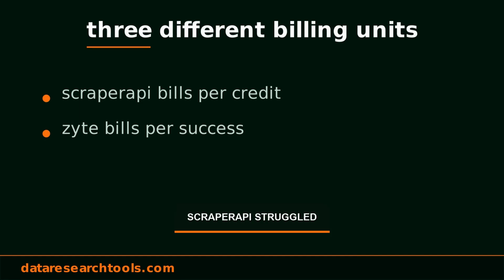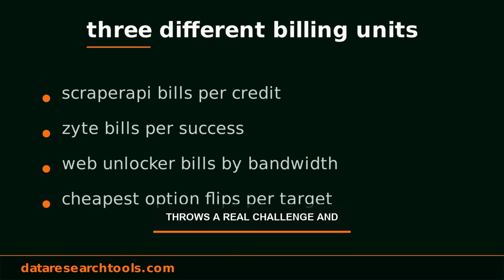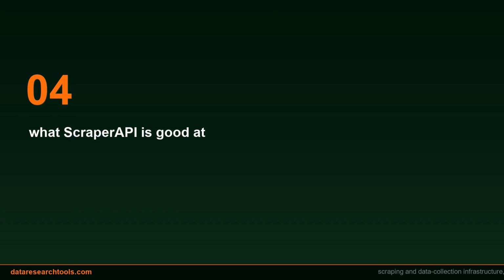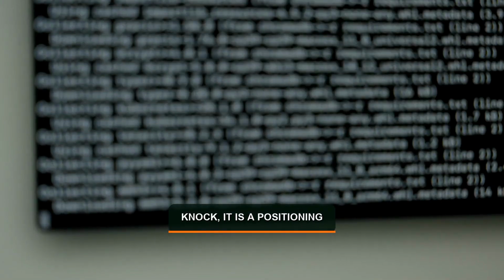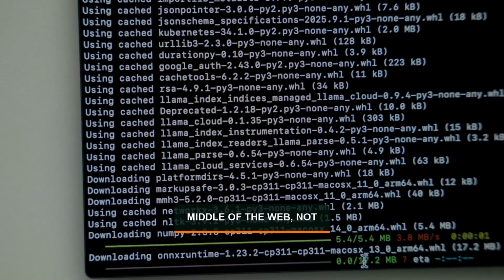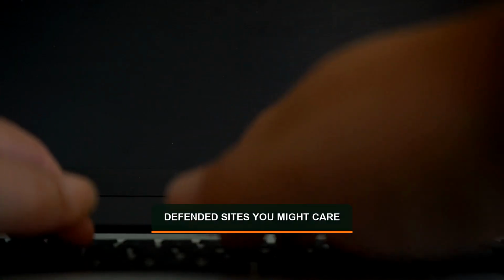Where ScraperAPI struggled. Now the honest part. On my hardest target, the kind of site that throws a real challenge and watches behavior closely, its success rate dropped and the retries started eating credits. It did not fail outright, but the cost per successful page climbed enough that it stopped being the cheap option there. That is not a knock, it is a positioning fact. It is tuned to be affordable across the broad middle of the web, not to win a brawl with the two or three most defended sites you might care about.